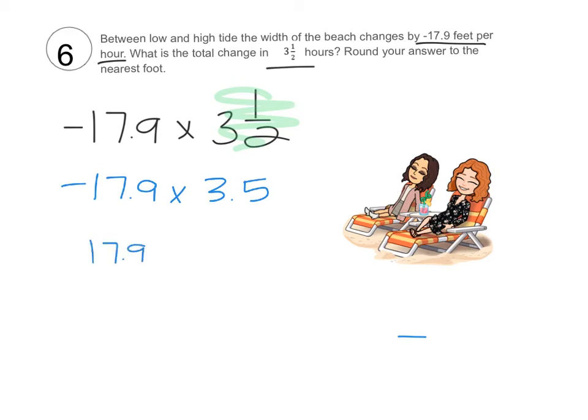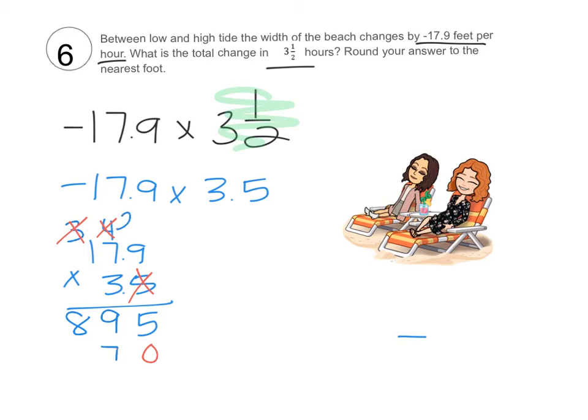So 17.9 times 3.5. 5 times 9 is 45. So leave your 5, carry your 4. 5 times 7 is 35, plus 4 would give me 39. So drop your 9, carry your 3. 5 times 1 is 5, plus 3 is 8. Okay, keep going. 3 times 9 is 27. Carry your 2. 3 times 7 is 21, plus 2 is 23. Carry your 2. 3 times 1 is 3, plus 2 is 5.